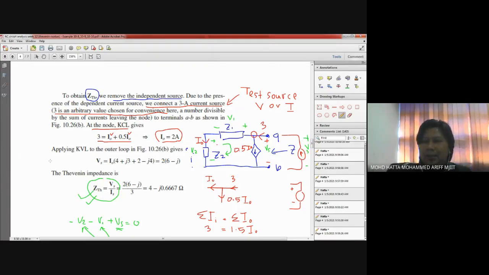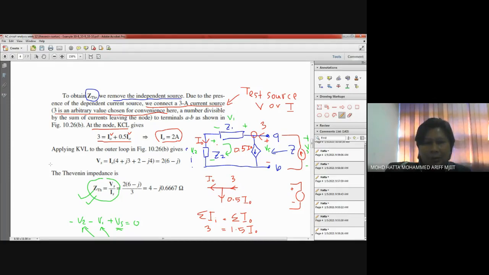And by the way, this kind of question, which involves dependent current or voltage source, will not be in your assessment. Don't worry. This is for your own knowledge, I believe.